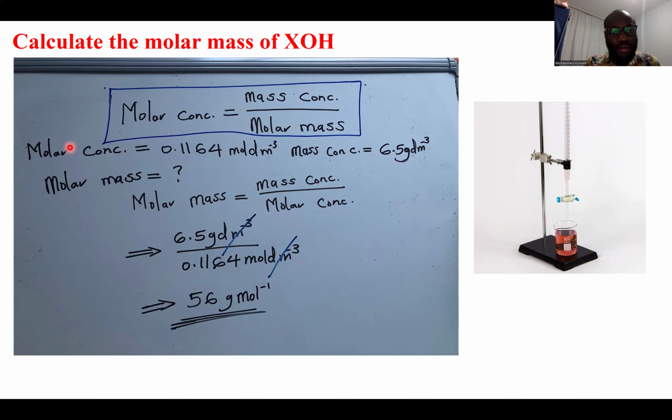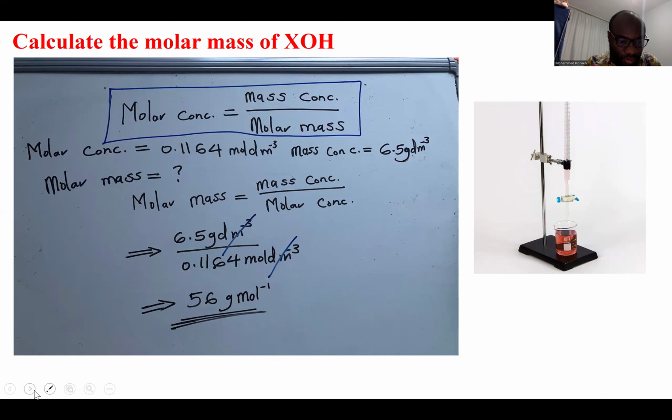Our mass concentration in this case is 6.5 gram per dm3, and our molar concentration here is 0.1164 mole per dm3. So dm3 cancels dm3 here, and when we divide them, we get 56 gram per mole. This becomes our molar mass of the base X.